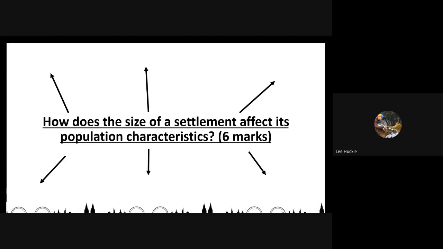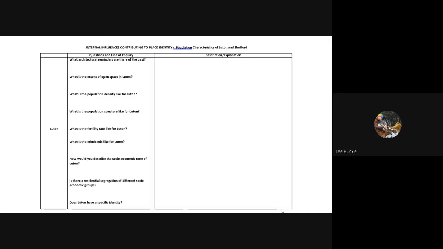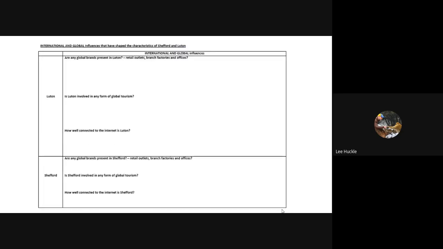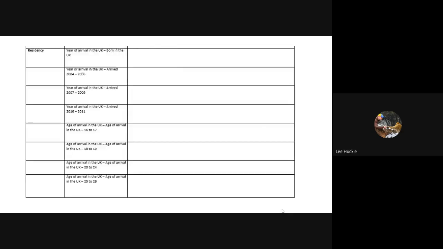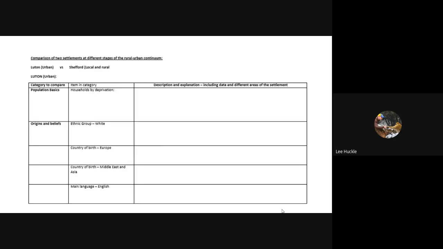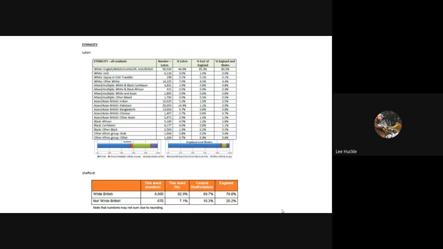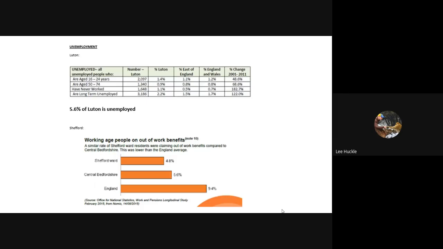Now, for the diverse places section of your exam paper, Paper 2, you will get a 20-mark essay question. Now, we can't say for sure that that is definitely going to be on your local and contrasting place, but it could well be. And they could pick any aspect, if we go back through these, of internal influences, international and global influences, regional influences, national influences, external influences, any aspects of those they could pick upon for you to compare between your local and contrasting places.